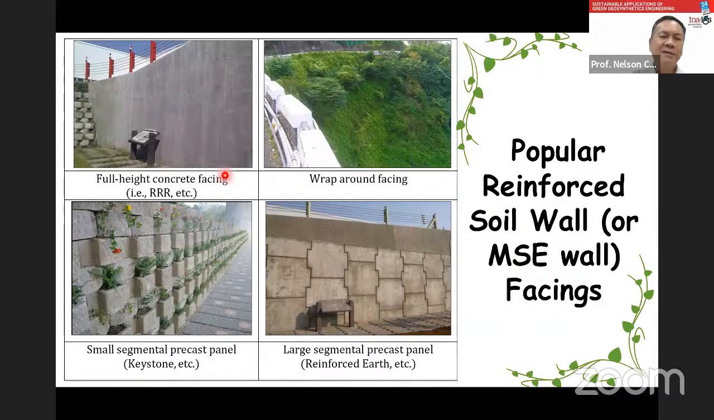But anyway, we have 4 types of wall facing. This is full height concrete facing, which is popular in Japan, or called the 3-arm method. That was developed by Professor Tatsuoka, and is also very popular in Japan for the high-speed rail project. This is small segmental precast panel, such as Keystone and so on. It's very popular in the United States and also some other countries. Or use a large segmental precast panel, like reinforced earth, also in the United States. And this one is wraparound facing.